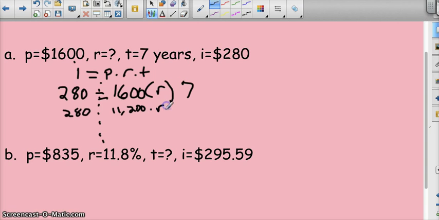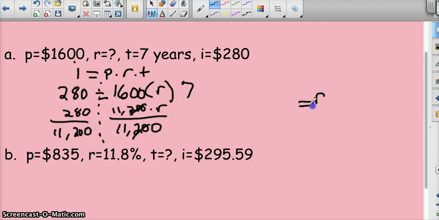The R is still there. And now I'm going to solve for the R. To solve for the R, to get rid of multiplication, I will divide by 11,200. They will cancel. When I divide by 11,200, it will turn out that R equals, and when we do that, R ends up equaling 0.025.